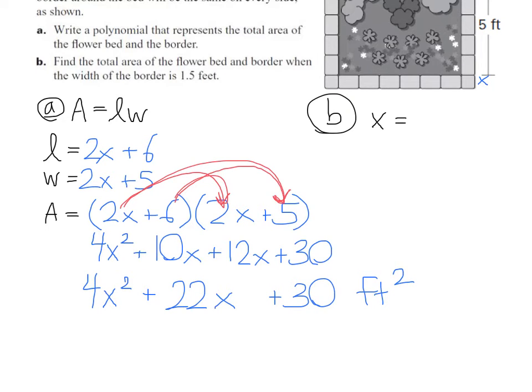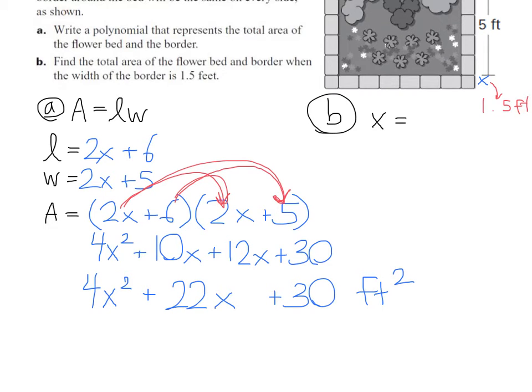Part B is asking us to find the total area of the flower bed and border when the width of the border is 1.5 feet. So what is the width of the border? Well, if this is the length of the border, then this little distance right here that was once called x, that is the width of the border. So therefore what they're saying is x is now 1.5 feet.